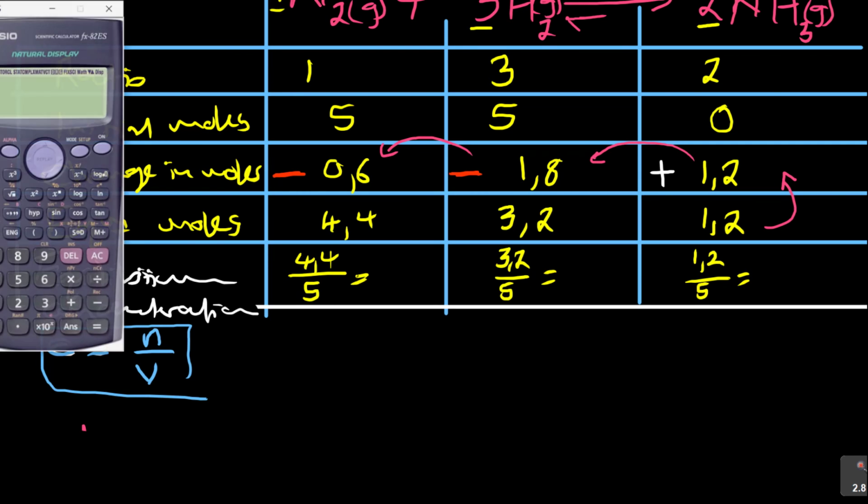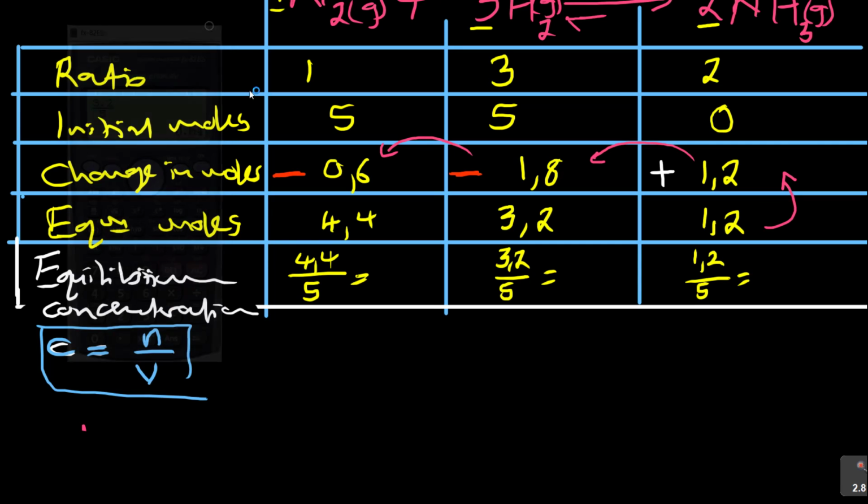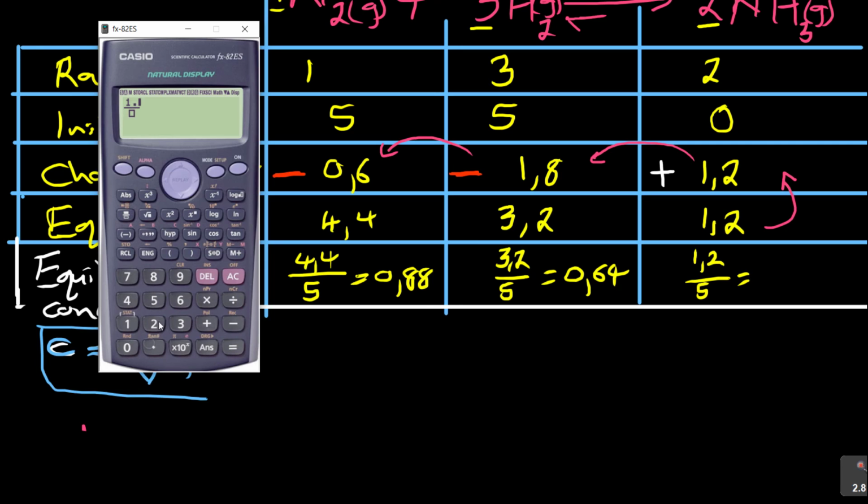So if you can just have a calculator there: 4.4 divided by 5 equals 0.88. And the other one, 3.2 divided by 5, equals 0.64. And the last one is 1.2 over 5.